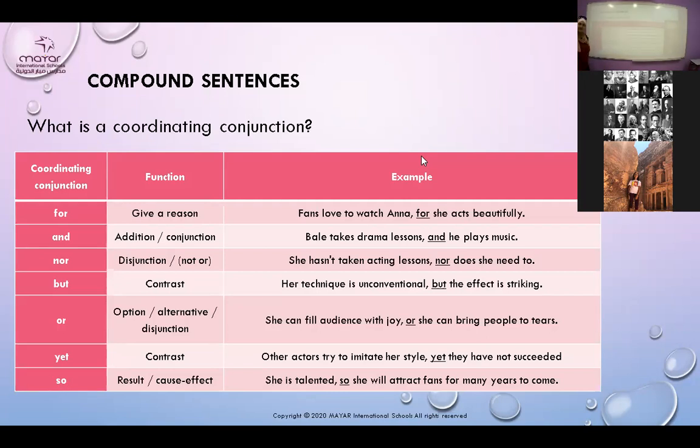Yet is the twin of but. It shows contrast. Other actors try to imitate her style, yet they have not succeeded. You can also use but here. The last one is so. It shows the result or cause and effect. She's talented, so she will attract fans for many years to come. Where is the reason? Where is the result? She is talented. She will attract fans for many years to come. Where is the reason or the result?